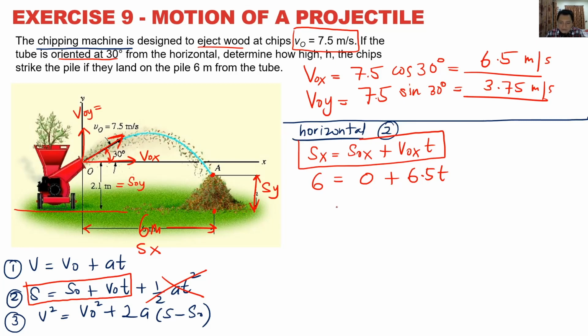Did we just solve the time? I guess so. So time is 6 divided by 6.5, which is 0.923. 0.923 second, this is the time. Okay, so now we are solving vertical.